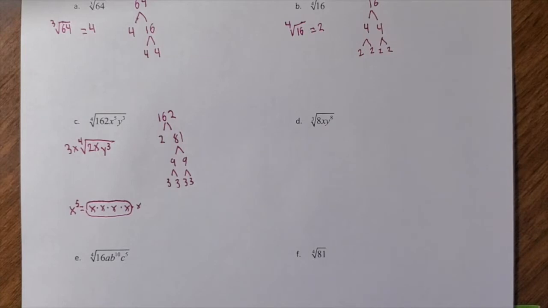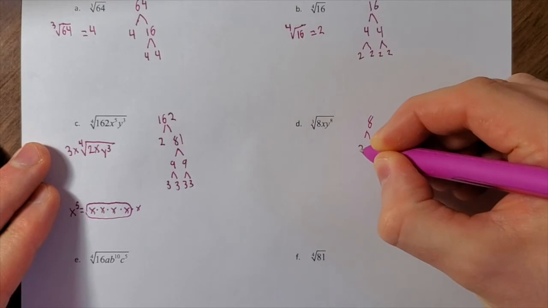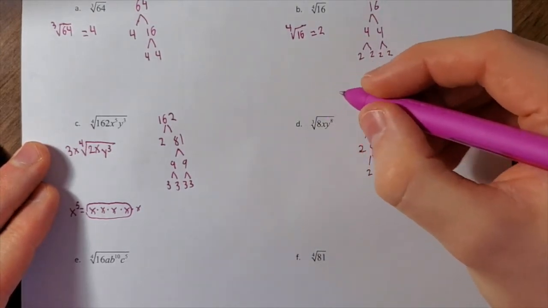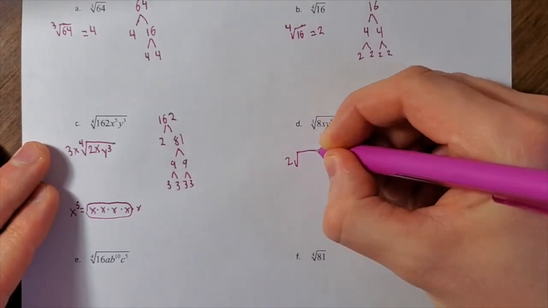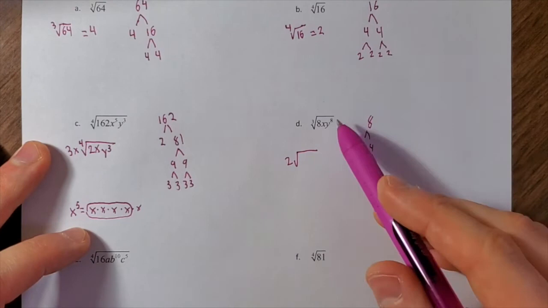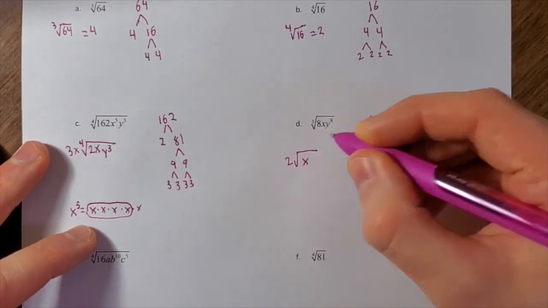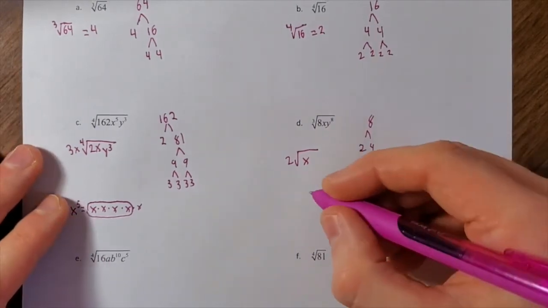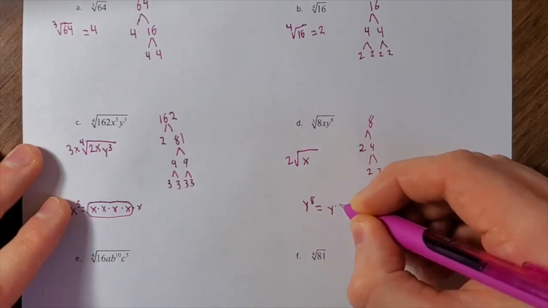All right, letter D, we've got a third root this time. So let's break our 8 down into 2 and 4. 4 becomes 2 and 2. So that gives us that 2 we can pull out to the front. And then we've got our single x, which we are unable to pull out. And then we have our y to the 8th power here. So y to the 8th power gives us 8 y's.